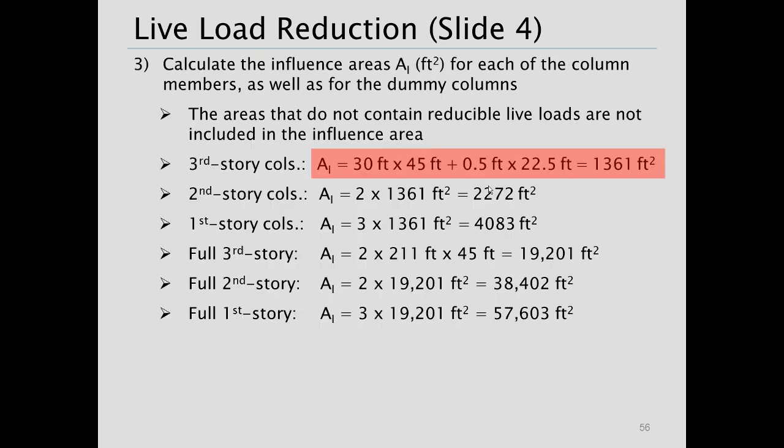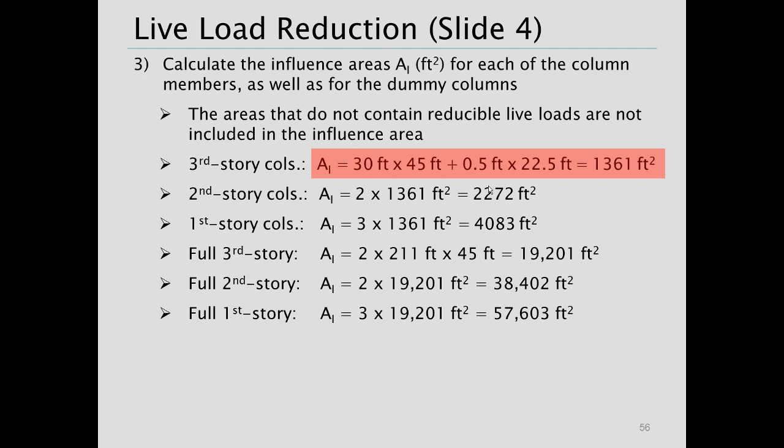Now let's get our influence areas for each of the columns. Again, the areas that don't contain reducible live loads aren't included in the influence area. If we're looking at the 3rd story columns, from that floor we basically have 30 foot by 45 foot plus 0.5 times 22.5 as influence area on the brace frame columns. 2 times that for the 2nd story, 3 times that for the 1st story.